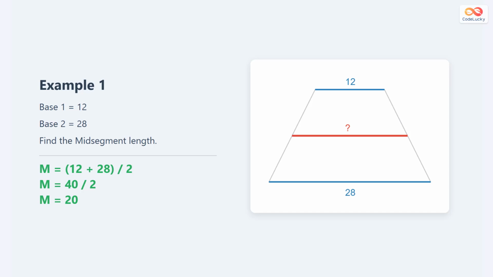Let's try a problem. Suppose the top base is 12 units long and the bottom base is 28 units long. To find the midsegment, we add 12 and 28 to get 40. Then, we divide 40 by 2. The length of the midsegment is 20.